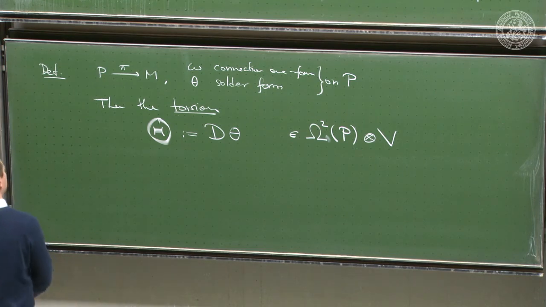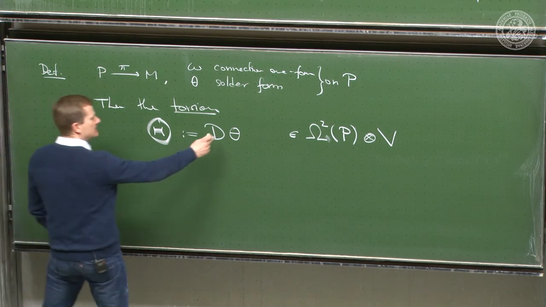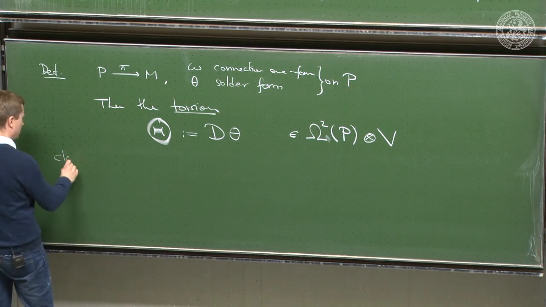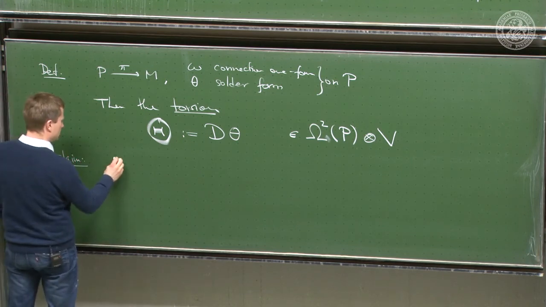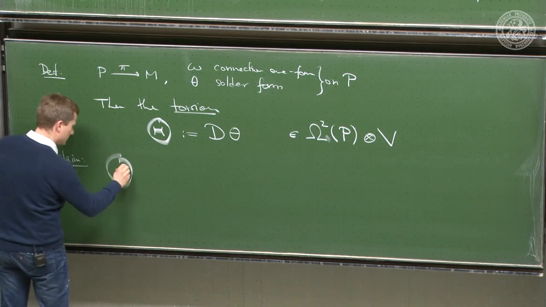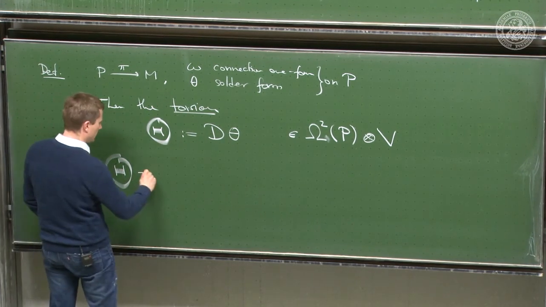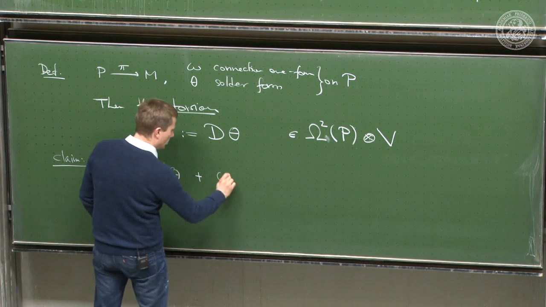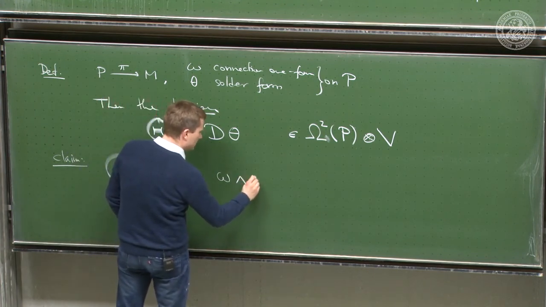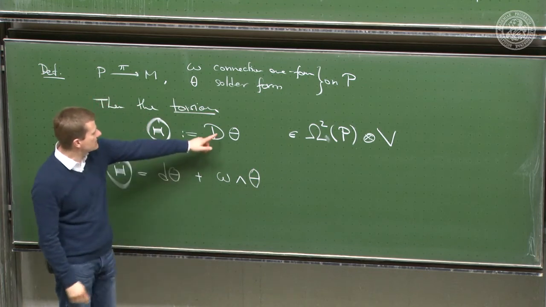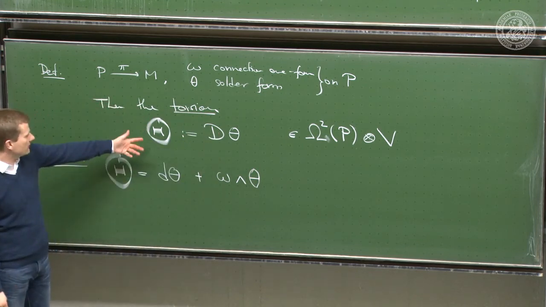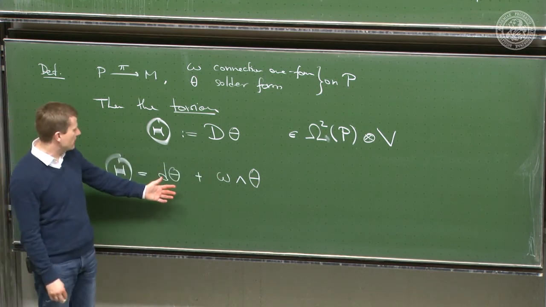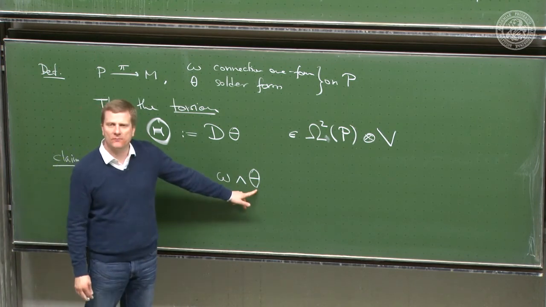And again, in this, D is the horizontal projection. One can immediately show that the capital Theta, the torsion, is d theta plus omega wedge theta. Of course, the omega sits in here. So you see, the curvature was defined entirely in terms of the connection, but the torsion is defined in terms of the connection and the solder form.